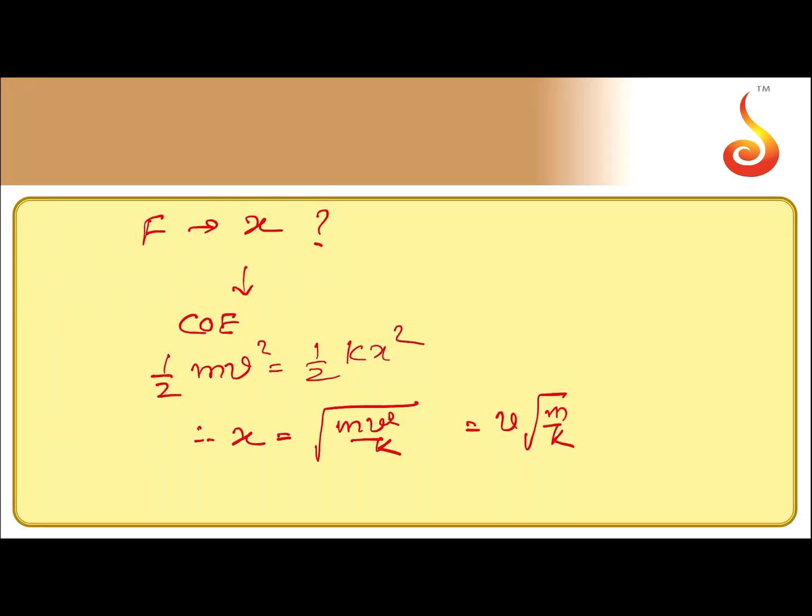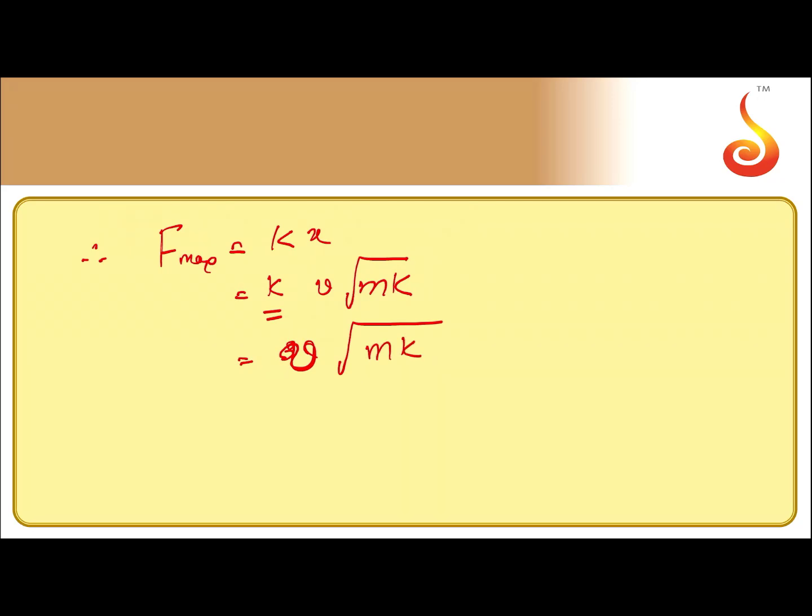So we have found the value of x, and therefore the maximum force that is possible is k into x. What is the value of x? We found it as v root m by k. So on simplification, k goes inside, and you can write v root of m k, or you can substitute directly, anything is fine. What is the velocity? 32 km per hour.